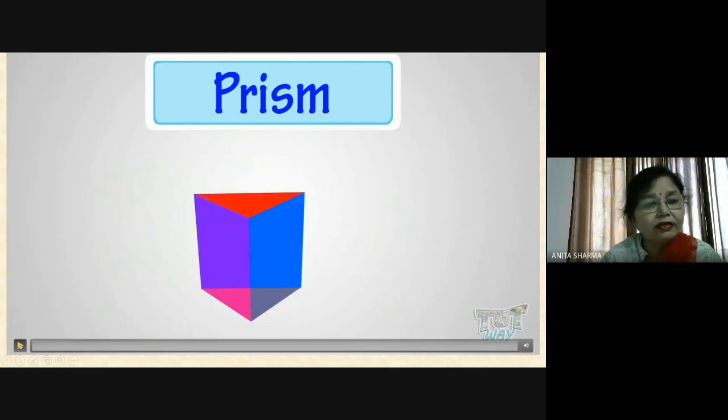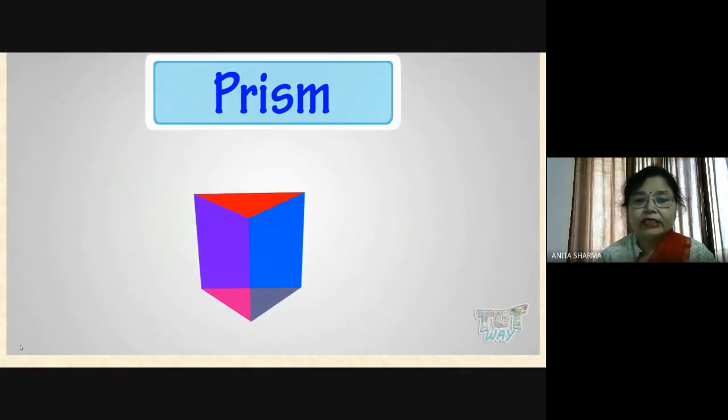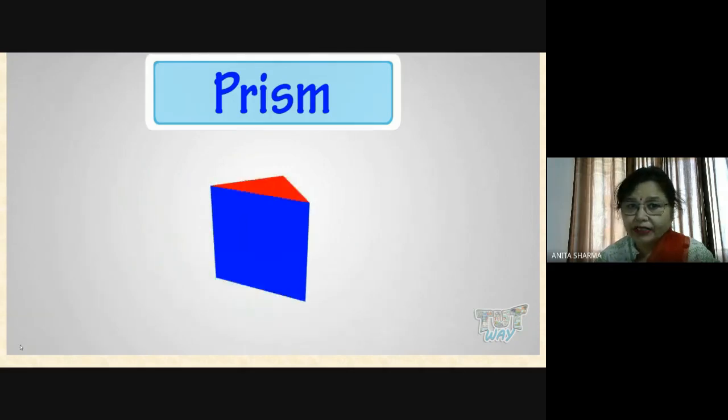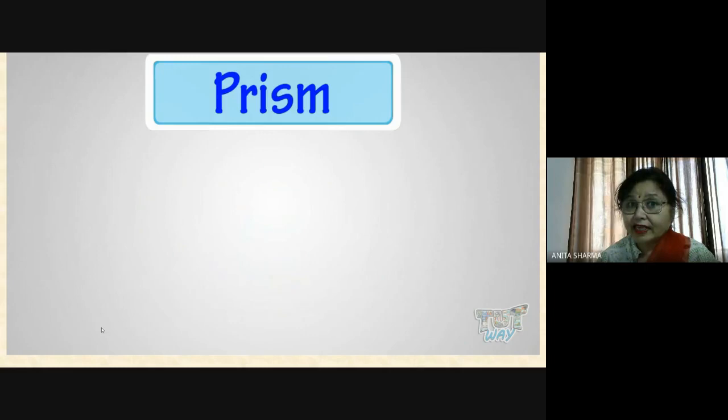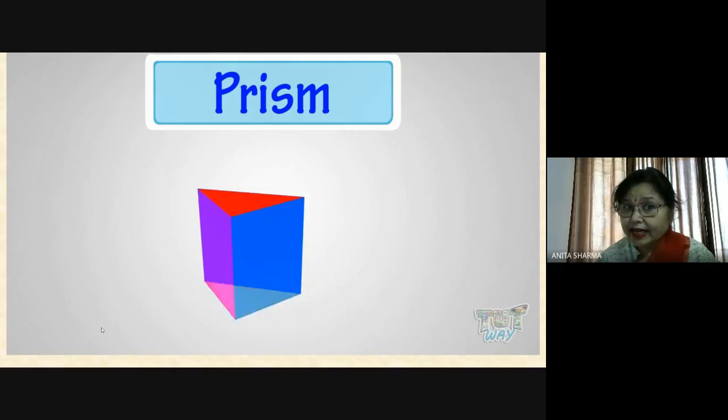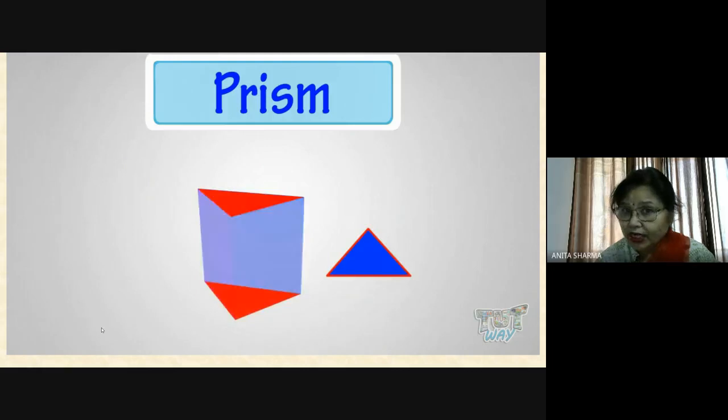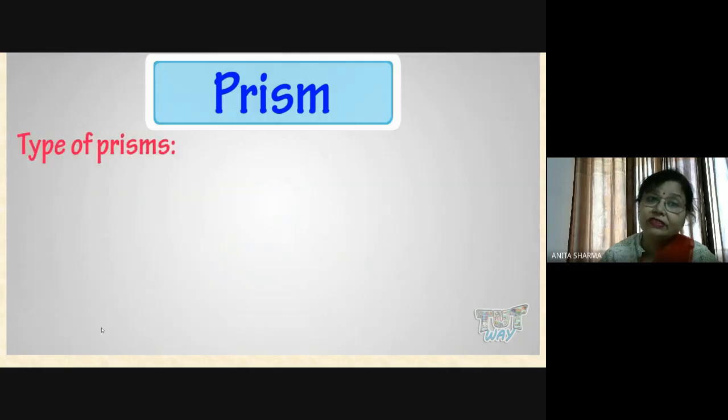You will understand in a better way when you see this animation. You can see now, it is rotating, and you can see the side faces are rectangular and the base ends are triangular, which are identical to each other. Again, see that the side faces are rectangles, and the base ends, the top and bottom here, are triangles of the same shape and size. So side faces are rectangles. In a prism, this is the feature.